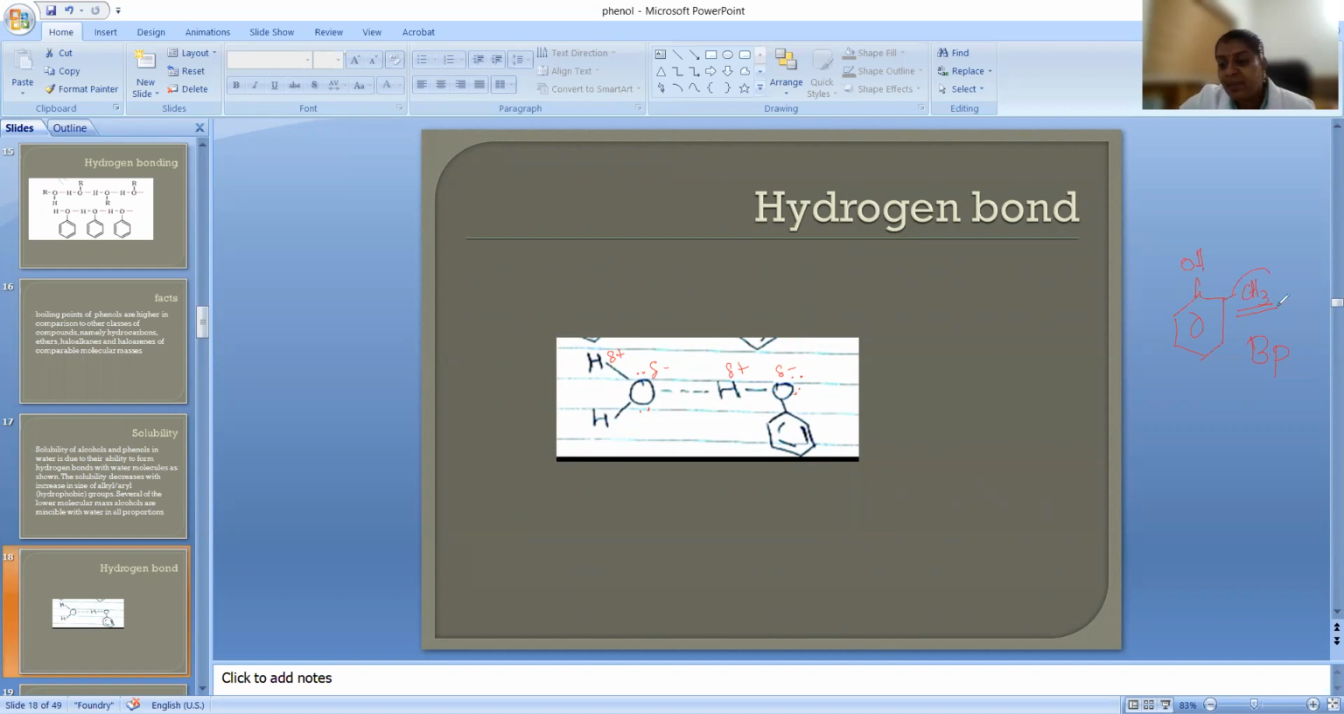Okay, that is the reason why it is completely soluble. But as the number of alkyl groups is increasing, what will happen? The solubility will decrease, because the alkyl group is not water soluble. Okay, hydrocarbons are not water soluble.